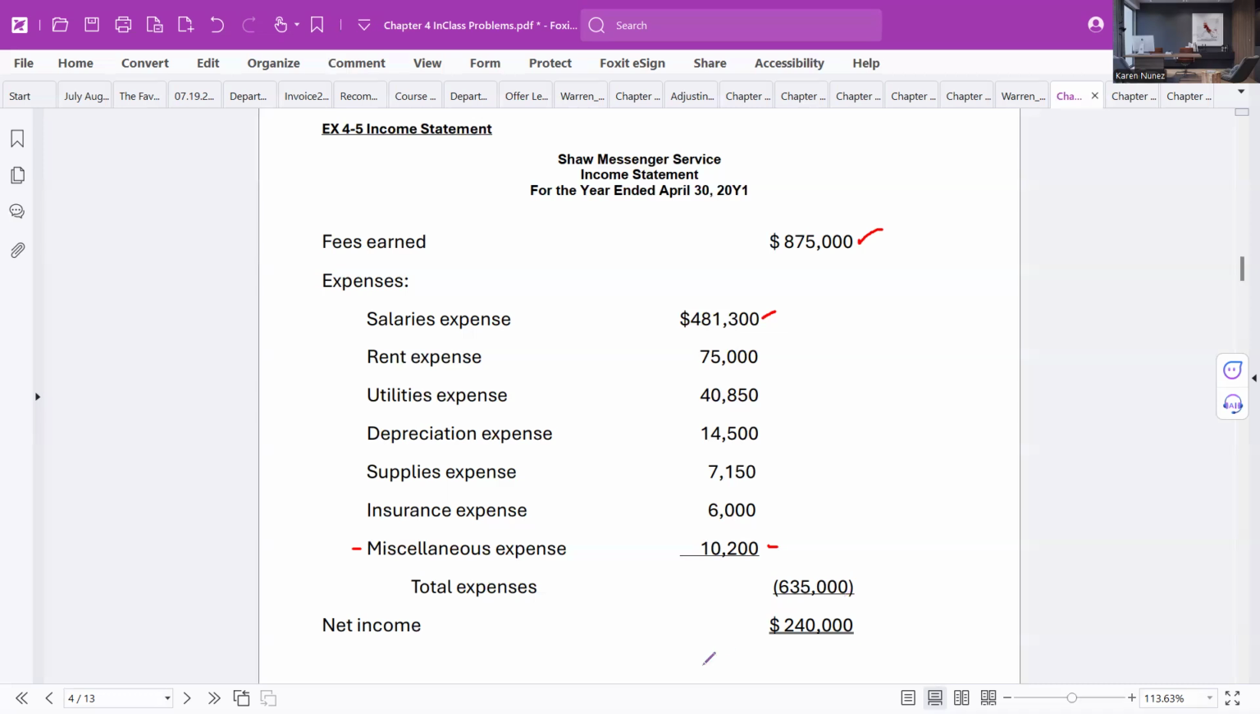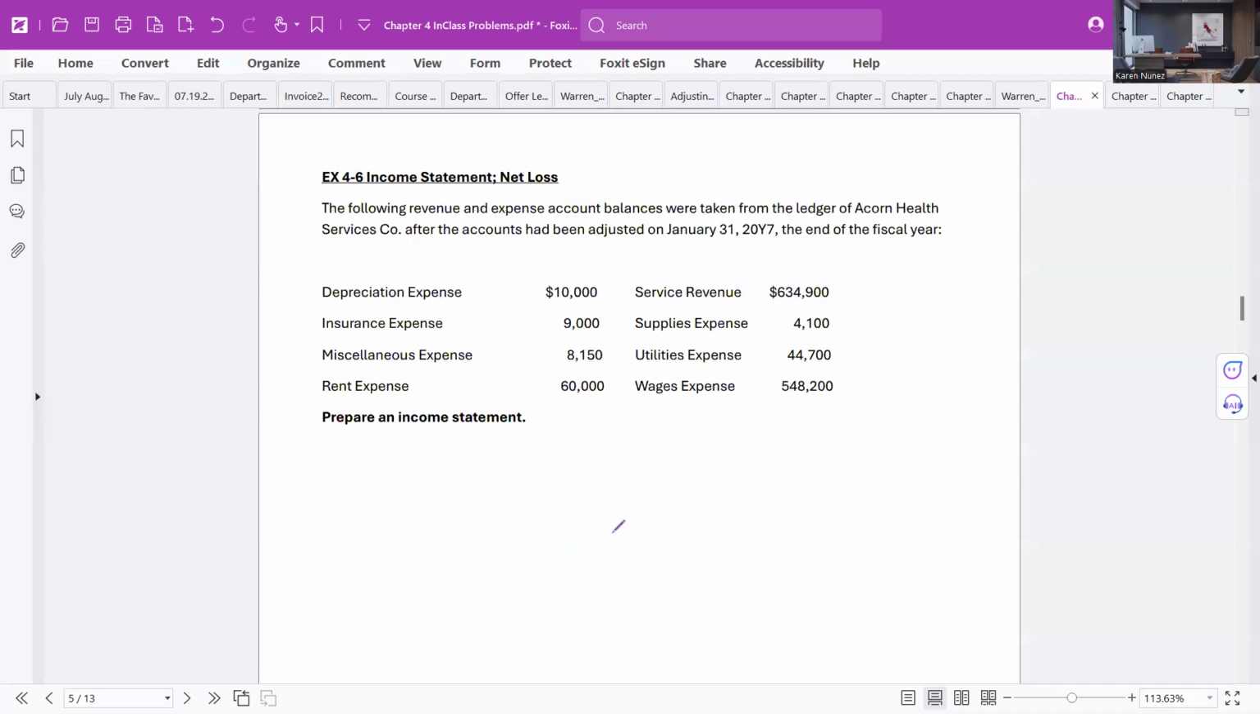Okay, let's do another one. In this case, we're asked to do exactly the same thing, prepare an income statement. We need to be able to identify revenue. It's right there. Now we've got what we're calling service revenue. And then we've got all of these expenses, and we want to list these in order of magnitude. That means we're going to start here with wages, and then we'll go over here to rent and work our way down from the largest to the smallest and put the miscellaneous at the bottom. Just throw that in at the bottom. That's all we're going to do.